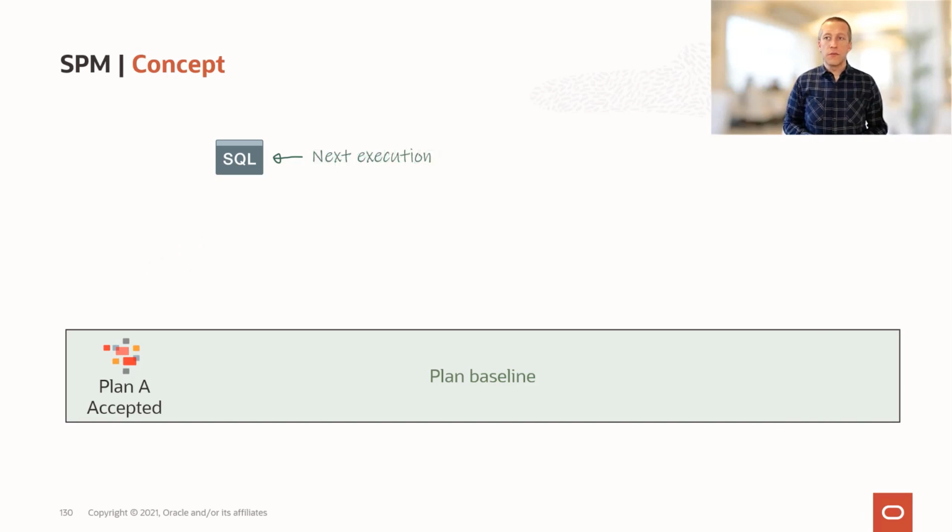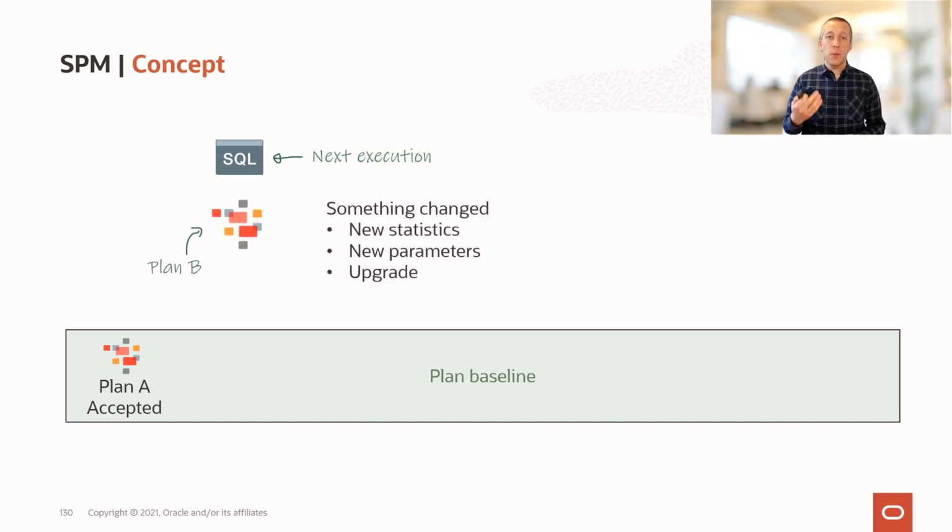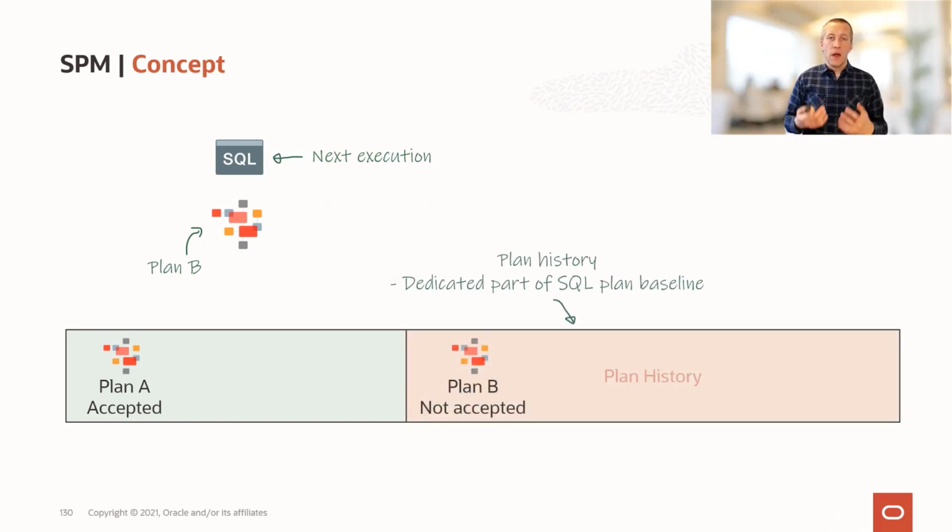Next execution. Something has changed. The optimizer has come up with a new plan. We call it plan B. What happens? The plan is moved into the plan history. Plan history is a dedicated part of the plan baseline, which contains known plans that have not been validated yet. We don't know if that plan is good or not. So we keep it in the plan history.